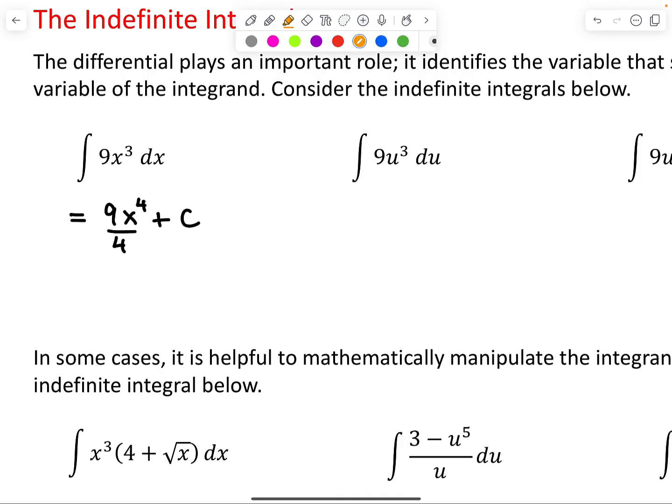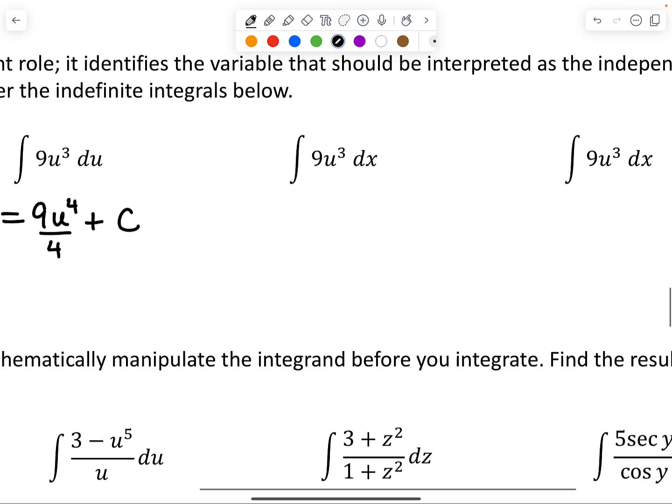Now this next one, notice is a du. So we should think of u as the independent variable, and we have a 9u cubed. So fundamentally, this is no different than this first integral. So the 9 will stay, the u power will increase to 4 and divide by that new power, and then plus c. Now in this third case, we have a conflict.